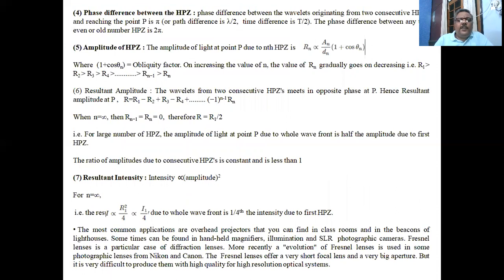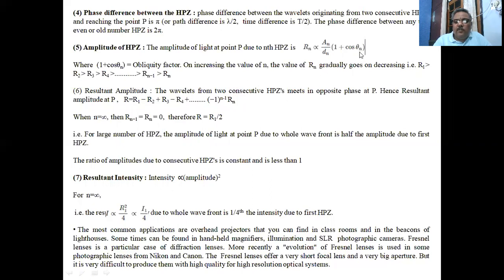The phase difference between the half period zones, that is, between the wavelets originating from two consecutive half period zones and reaching the point P, is pi, or a path difference of lambda by 2, or a time difference of T by 2. The phase difference between any two even or odd number half period zones is 2 pi. The amplitude of the light at point P due to the nth half period zone is proportional to An upon dn into 1 plus cos theta n, where 1 plus cos theta n is called the obliquity factor.